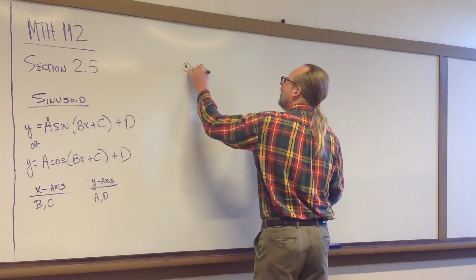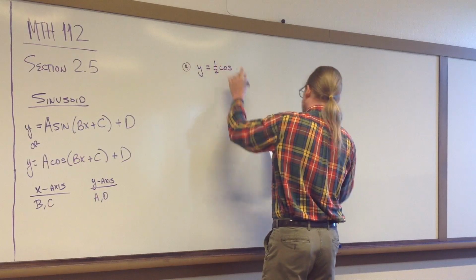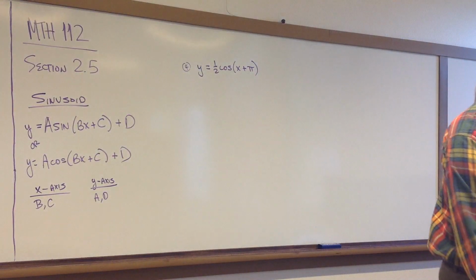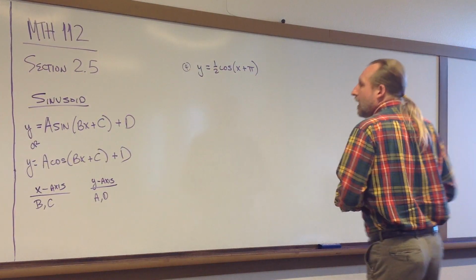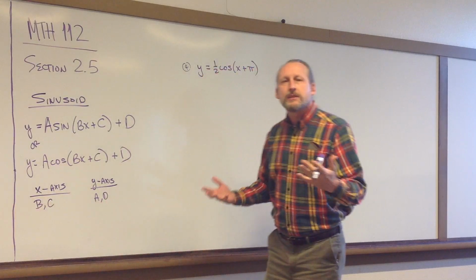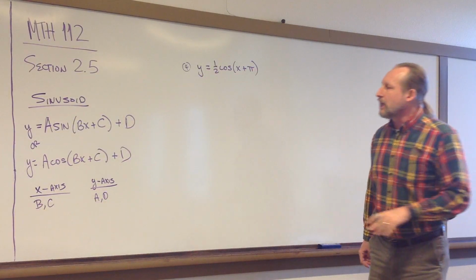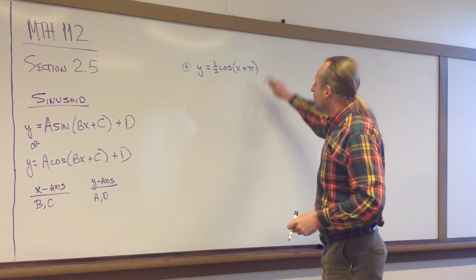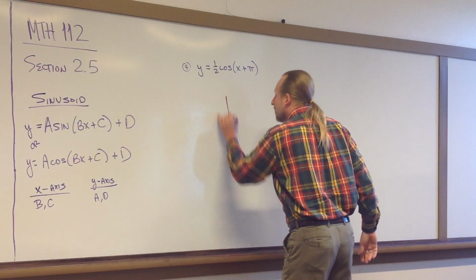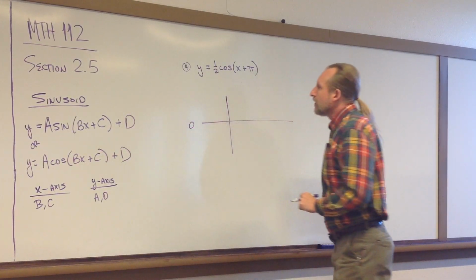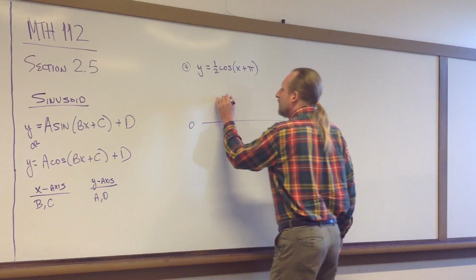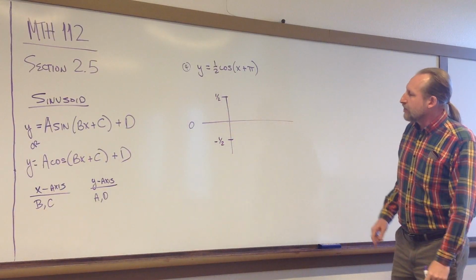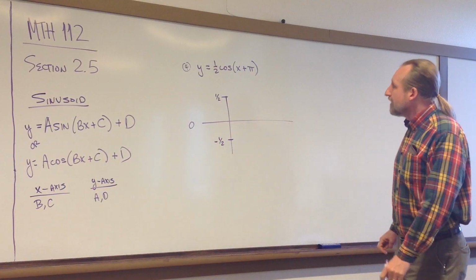Problem 4, we've got 1/2 cosine of (x plus pi). All right. So let's see here. In terms of the y-axis, it's a lot simpler to work with than what's going on with the x-axis, because all that has to do with is the amplitude and whether it's been pushed up or down. So d is 0, so our midline is still going to be at 0. Our amplitude is 1/2, so rather than having a maximum of 1, it'll have a maximum of 1/2, and instead of a minimum of -1, we'll have a minimum of -1/2.